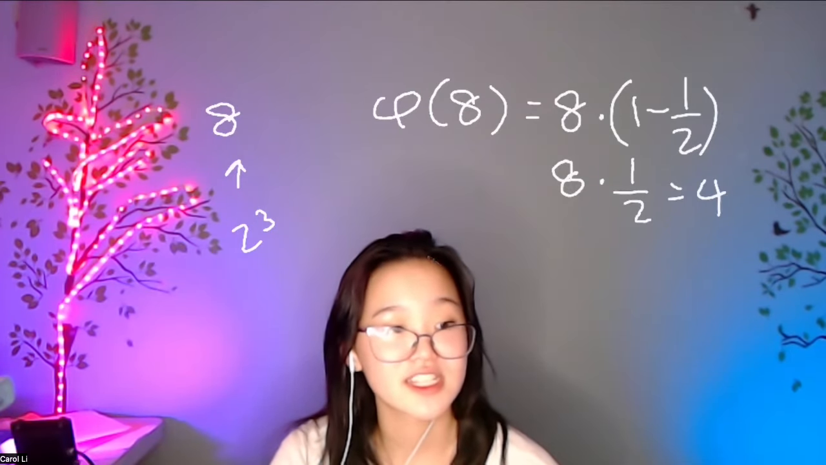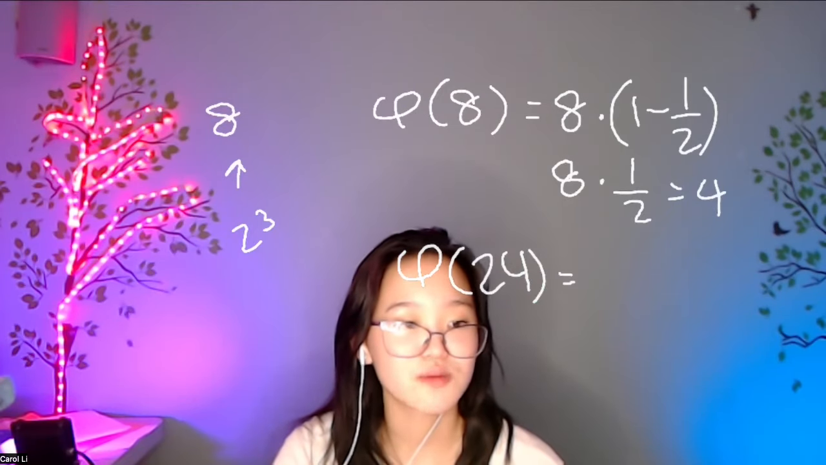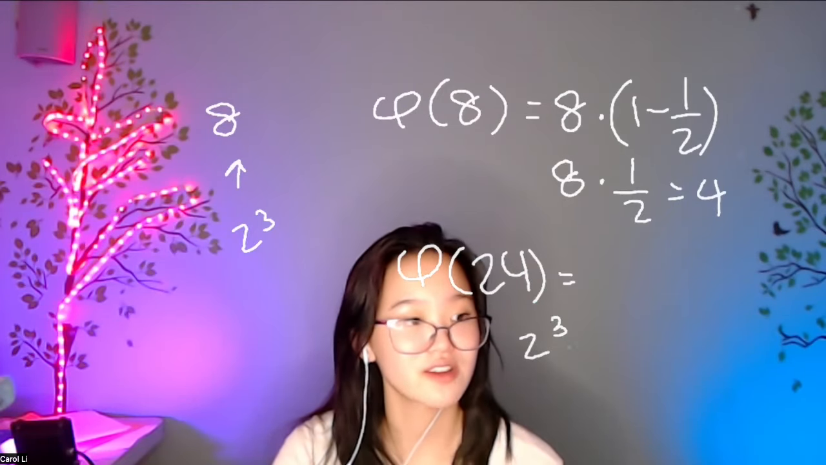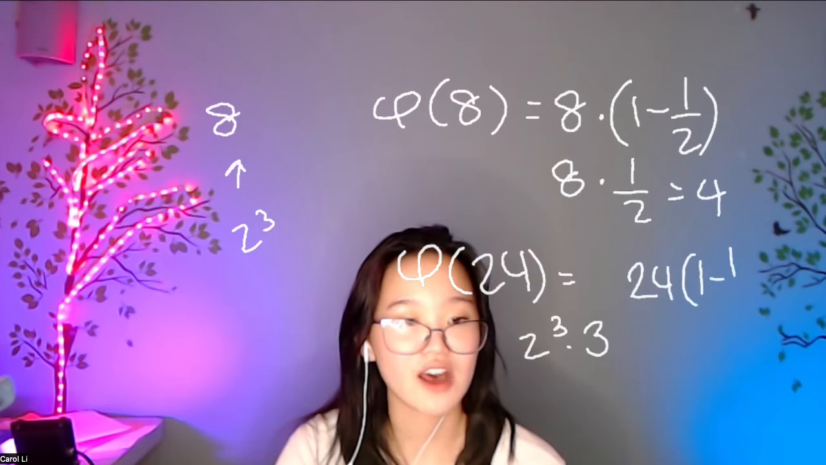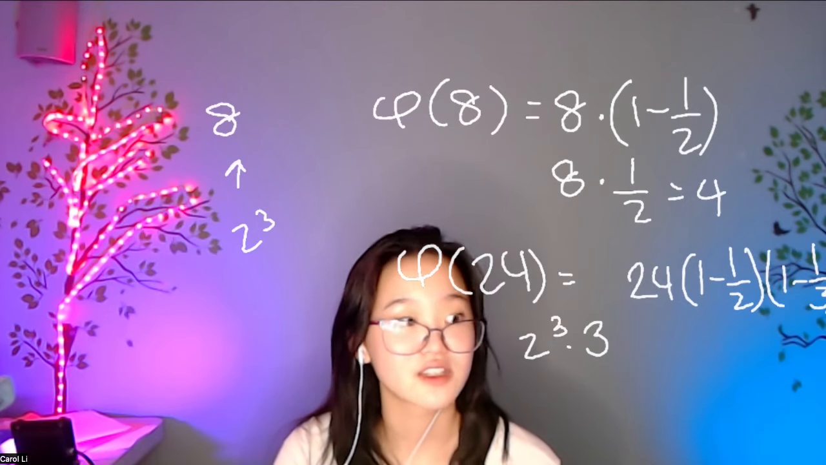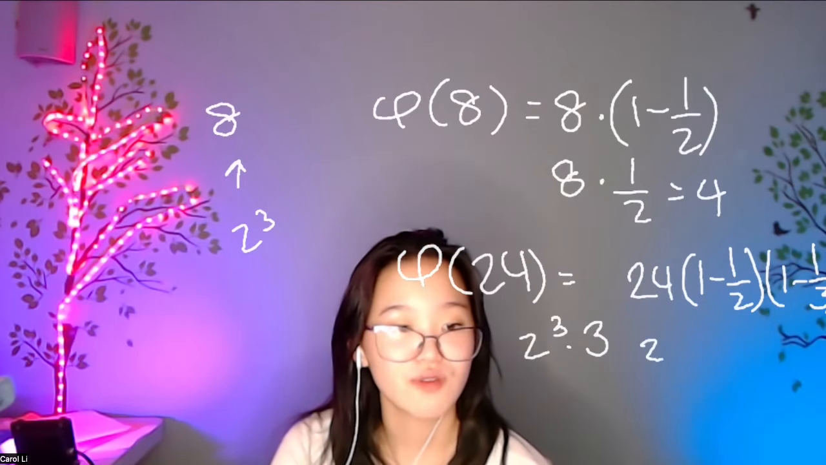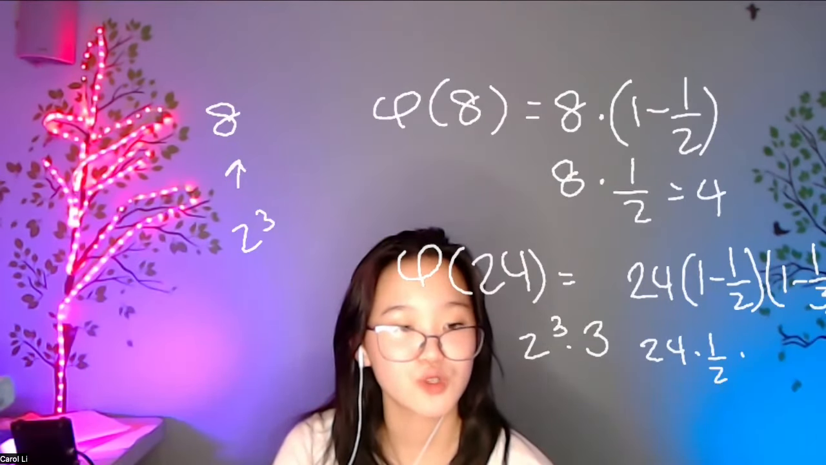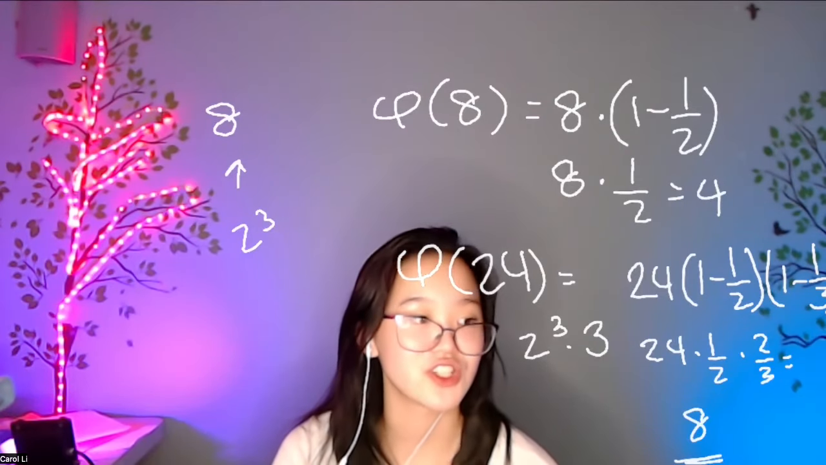So let's do 24. With 24, it's a little bigger. It's 2 cubed times 3. So it would be 24 times 1 minus 1/2, and then 1 minus 1/3, and that's it. It doesn't matter that 2 is cubed. So then you would do 24 times 1/2 times 2/3, which is equal to 8. So there's 8 integers.